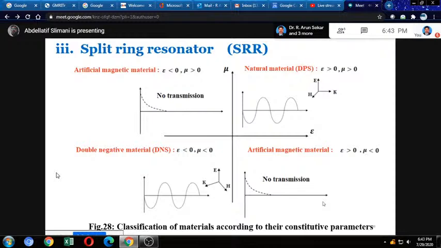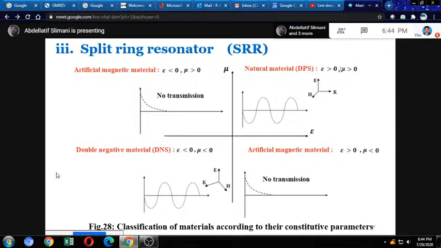The last example is the split ring resonator, SRR. In natural materials, permittivity and permeability are superior to 0. So we have E, H, and K, where K equals E vectorial H. The direction of propagation is toward K. The electric field depends on permittivity, and the magnetic field H depends on permeability.